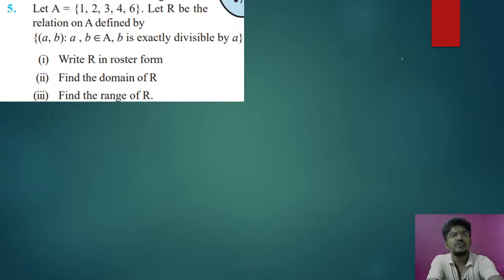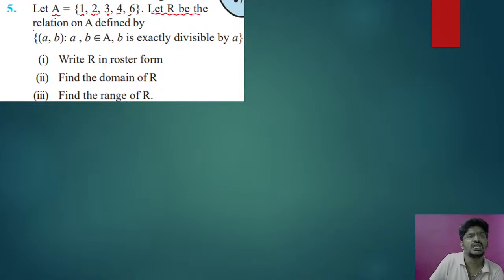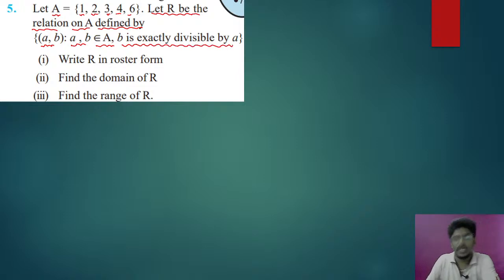So now let us go for the fifth problem. Okay. What is the fifth problem? First you understand it. There is a set A with 1, 2, 3, 4, 6. Let R be the relation on A defined by a comma b, such that a comma b belongs to capital A, and b is exactly divisible by a.